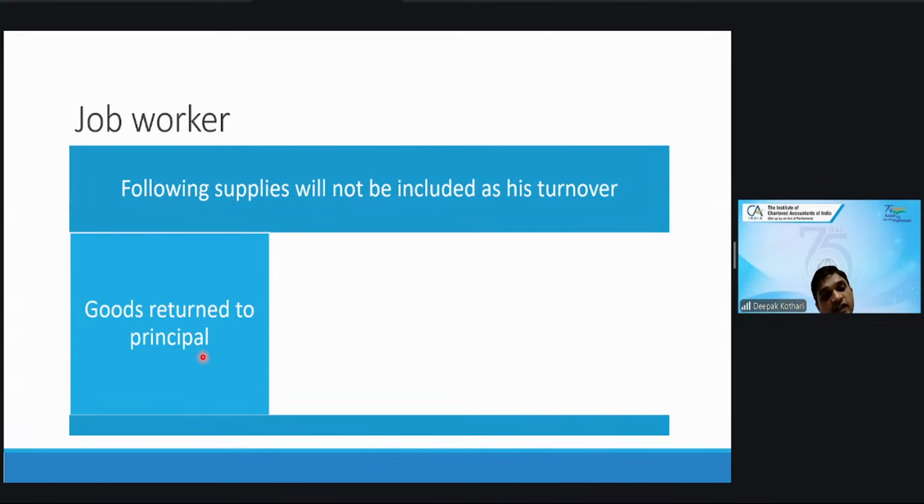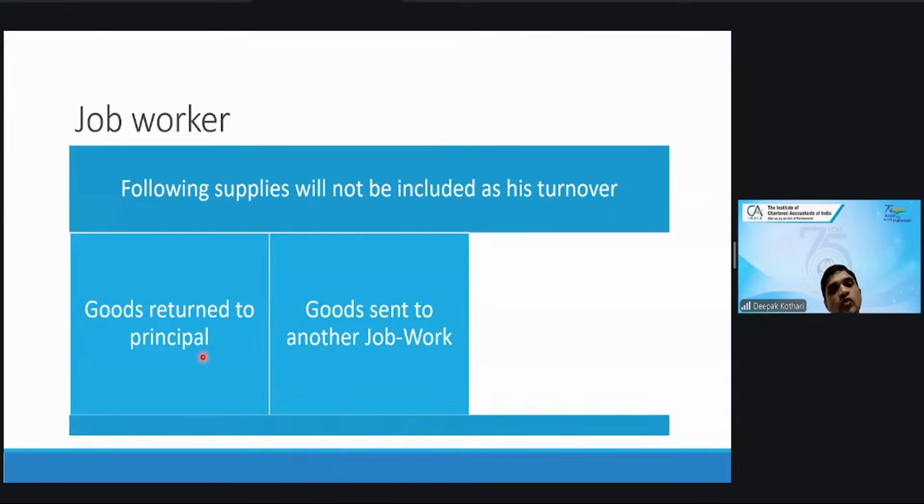So if he's returning the goods to the principal, it is not his supply. The supply will be only the job work charges. So the goods returning to the principal are not his supply. Then goods sent to another job worker. One job worker can take it and transfer it to another job worker. So that transfer to another job worker also is not his turnover.